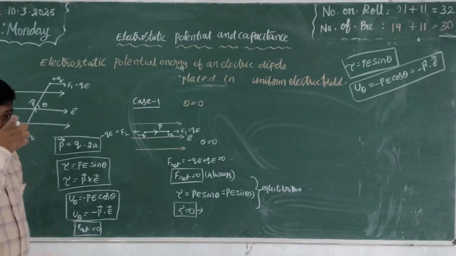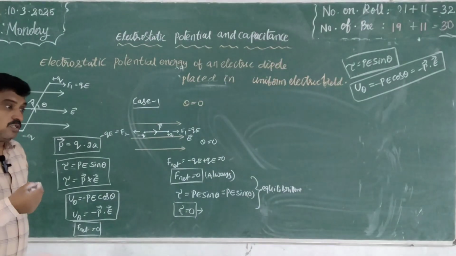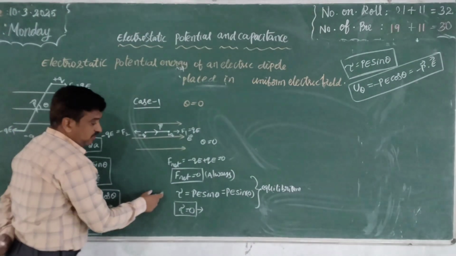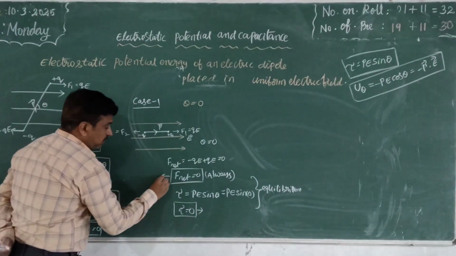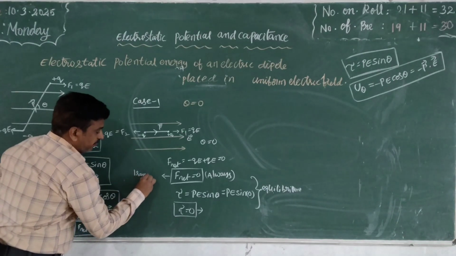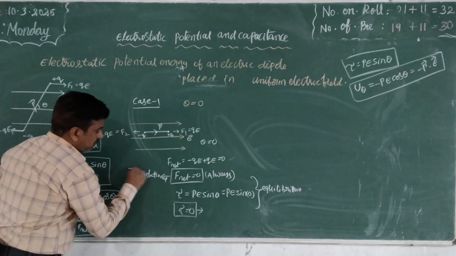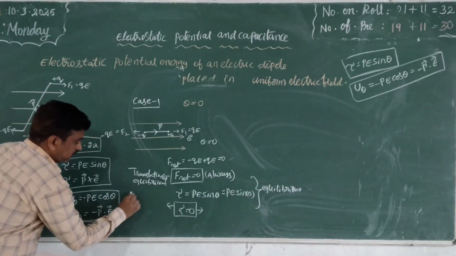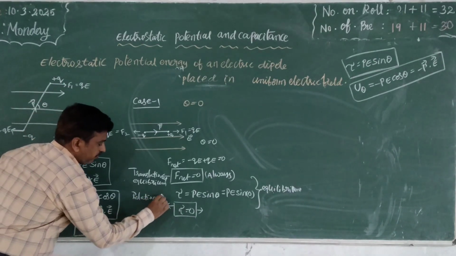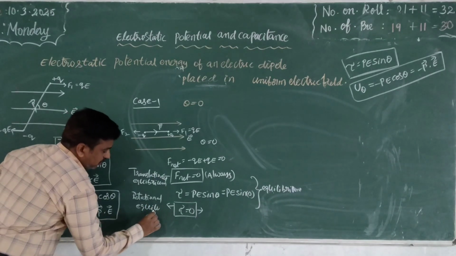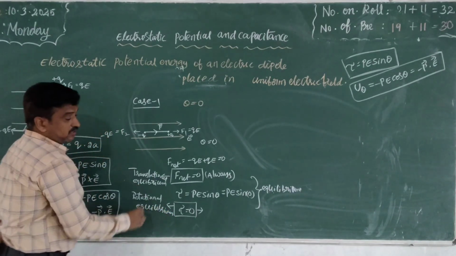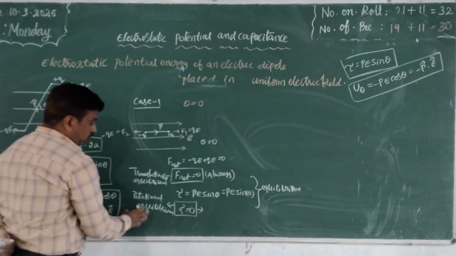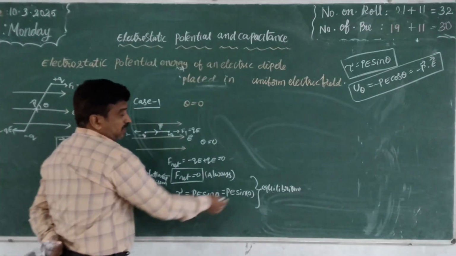What type of equilibrium? There are actually three types of equilibrium: stable equilibrium, unstable equilibrium, and neutral equilibrium. We have stable and unstable here. In this case, F net equal to 0 means it is in translational equilibrium. Torque equal to 0 means we can say it is in rotational equilibrium. Both together we call mechanical equilibrium: F net equal to 0 is translational, net torque equal to 0 is rotational.